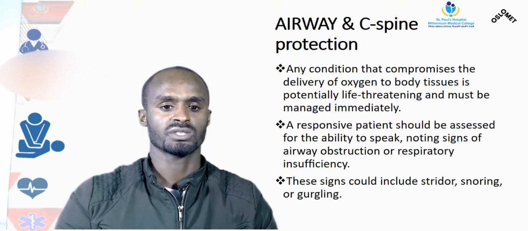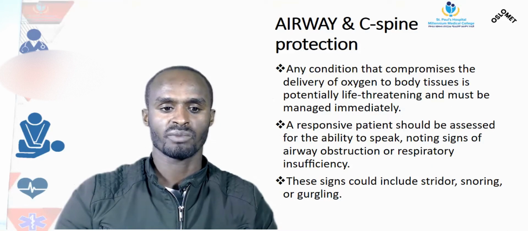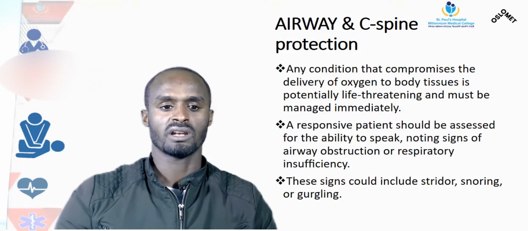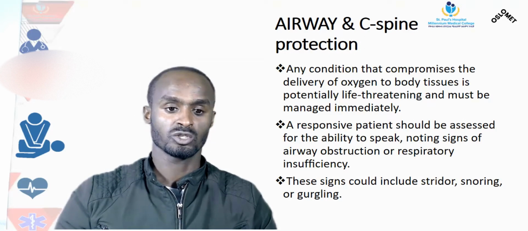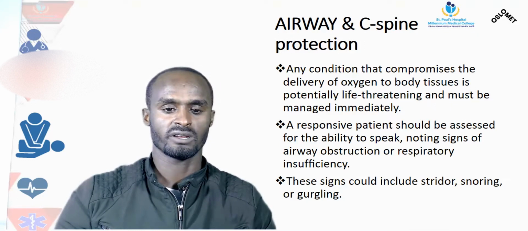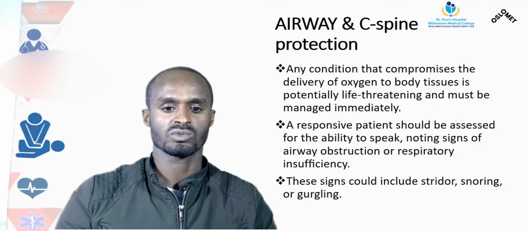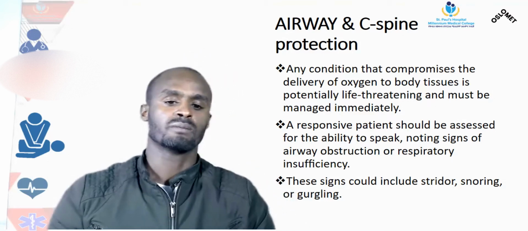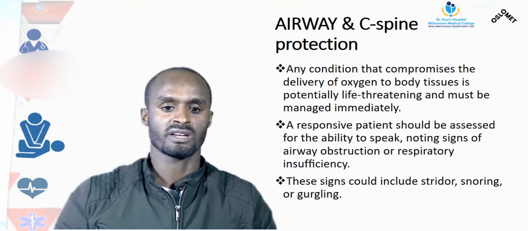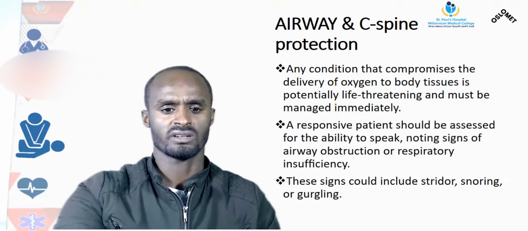Airway and C-spine protection: a condition that compromises the delivery of oxygen to the body, or that compromises the passage of air through the lung or the airway, becomes a life-threatening condition, and it should be managed immediately after identifying it. So if the patient is responsive, we have to assess the ability to speak. If the patient is able to speak, he's fine. But we have to assess for other signs of respiratory distress or airway obstruction, like stridor, snoring, and gargling.